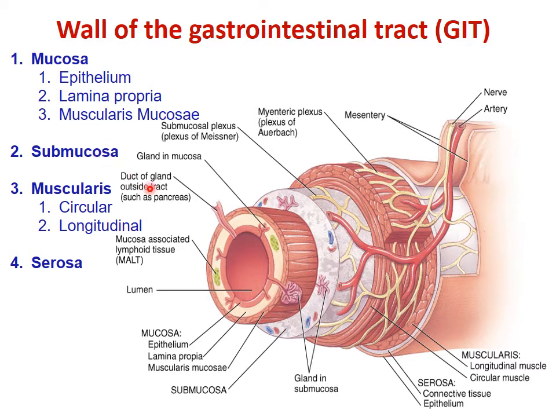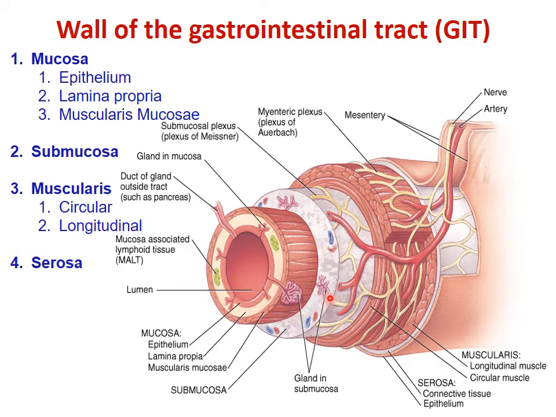Then after the mucosa, we have the submucosa. Submucosa means below the mucosa, so below these three layers. After these three layers, you will find another layer, this white area. Whenever we say the mucosa of the digestive system, we mean these three layers, and below these three layers is the submucosa.